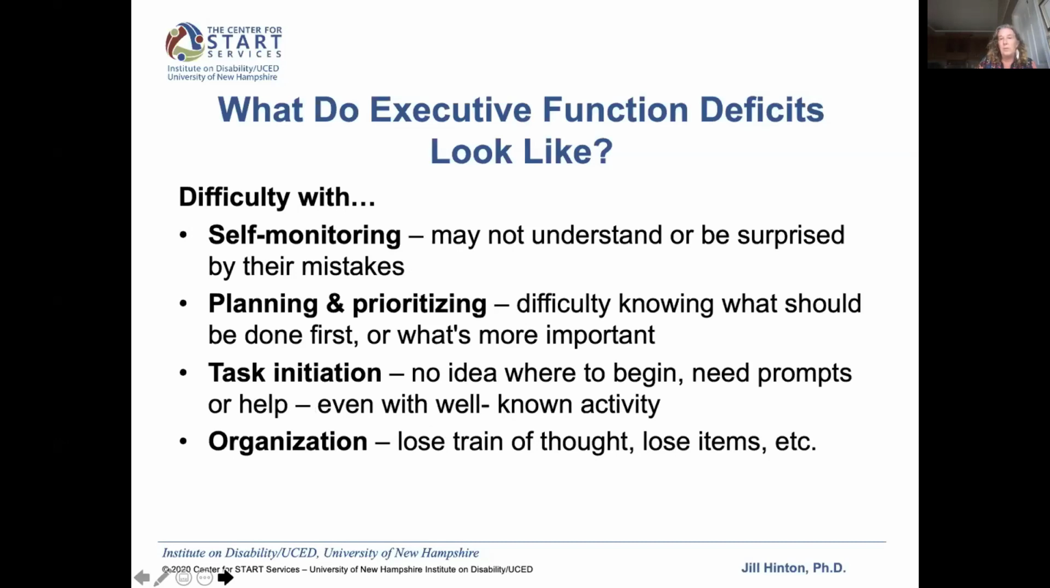A few other things: self-monitoring, monitoring their own behavior and how that affects others, planning, prioritizing, being able to start a task, initiate a task, know where to begin. And I see this a lot in folks with autism, of just needing some initial prompts to get started, to know where to get started with something. Once they get started in the activity, they can continue, but knowing when to get started and how to get started is often very difficult. And just basic organization.